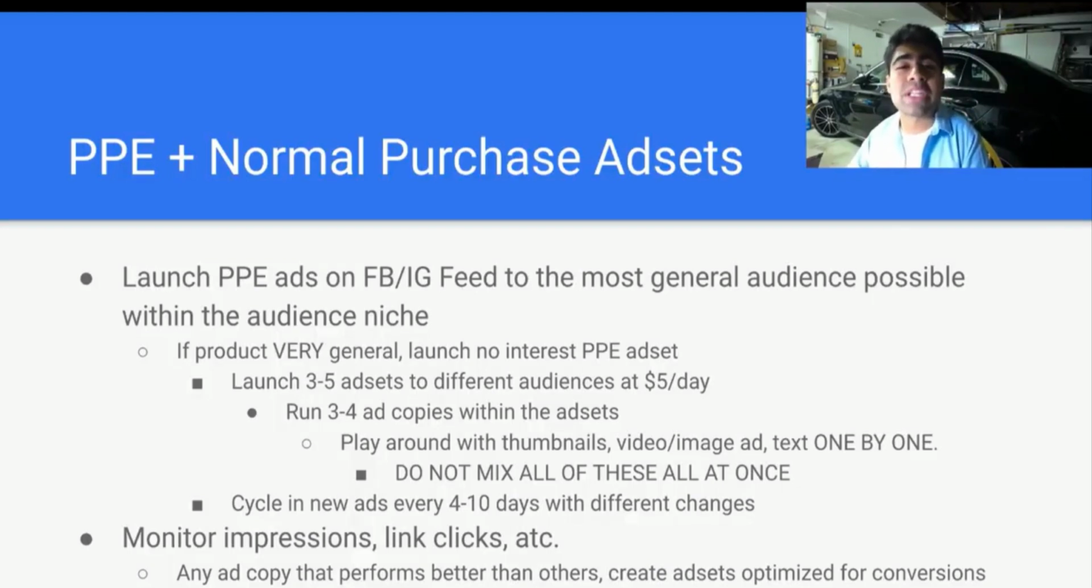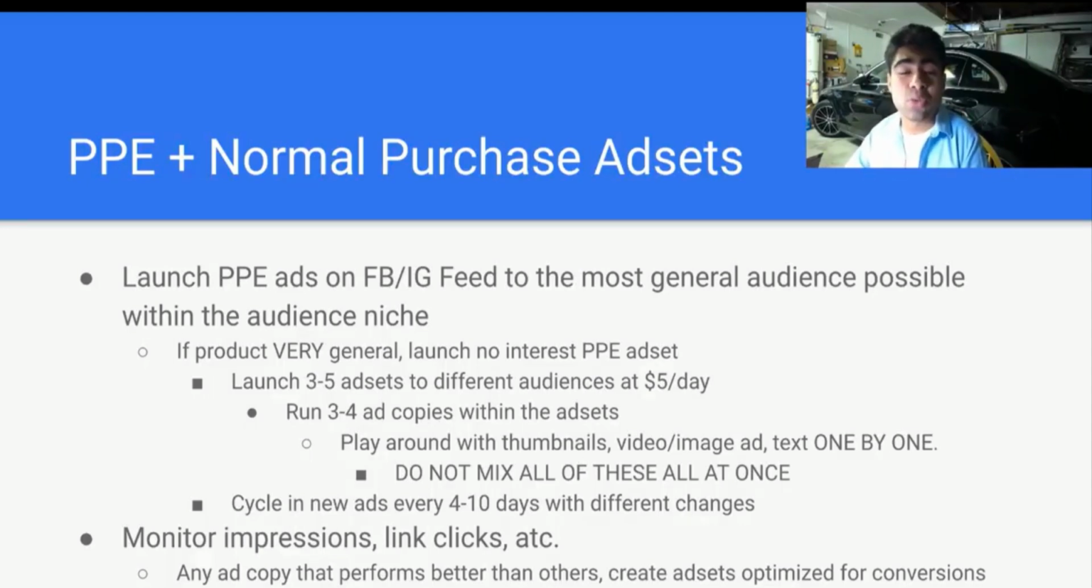You would create a post engagement ad set with the interest motorcycles. You want to stick to an audience size of above 5 million for post engagement, just because your main goal with post engagement is to get as many likes, comments, shares as possible within that niche. So the bigger the audience, the better for post engagement.